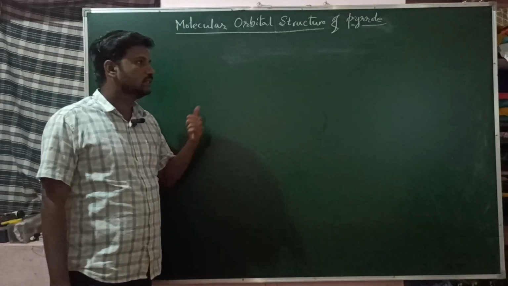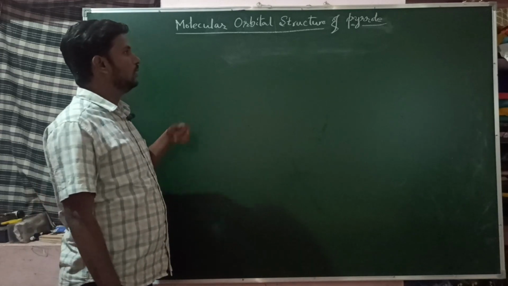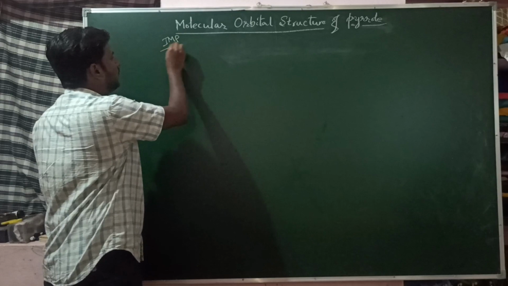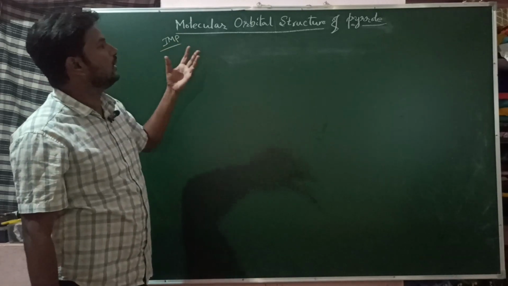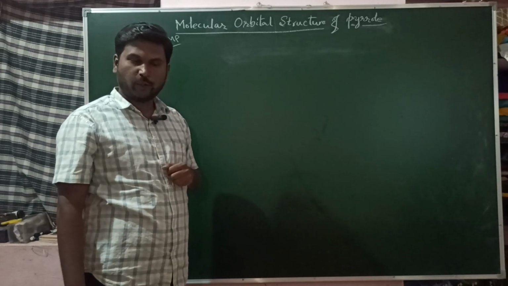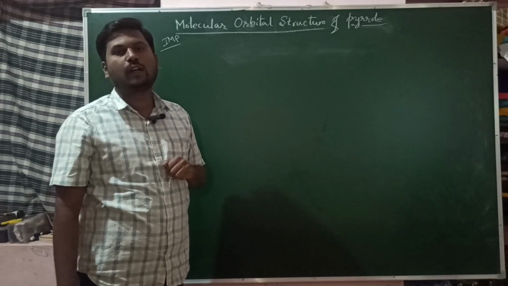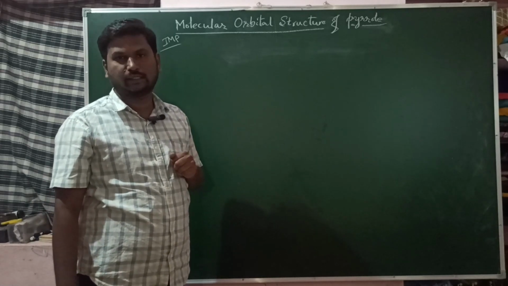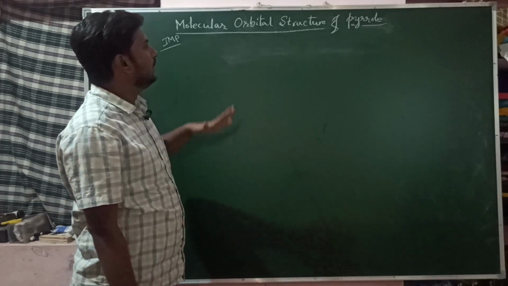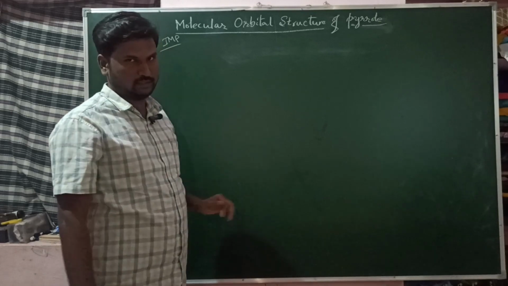Dear students, now we'll discuss the molecular orbital structure of pyrrole. This is one of the very important questions for 5 marks. Please note it. You have the molecular orbital structure of pyrrole, thiophene, furan, and also pyridine. One of these will definitely come in your exam for 5 marks or 4 marks. So please pay complete attention and listen.